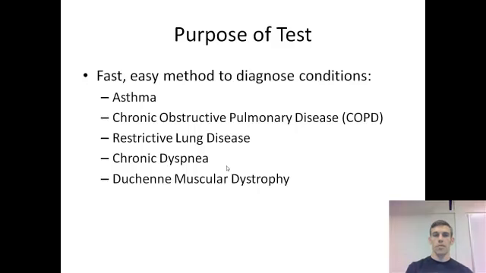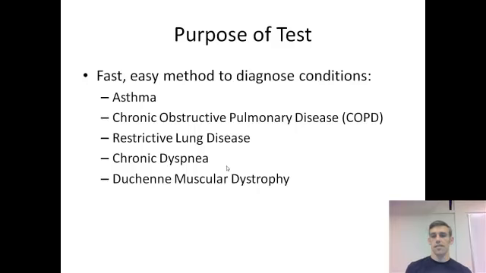So again, the purpose of a pulmonary function test is a fast, easy method to diagnose conditions. We have a list of conditions that we can diagnose that are related to pulmonary function: asthma, COPD, chronic lung disease, and there are many others, even Duchenne muscular dystrophy, which is related to muscle atrophy. Your muscles may not be able to work, especially your muscles related to pulmonary function, like your diaphragm and other muscles around your lungs that can be atrophied and will affect pulmonary function.